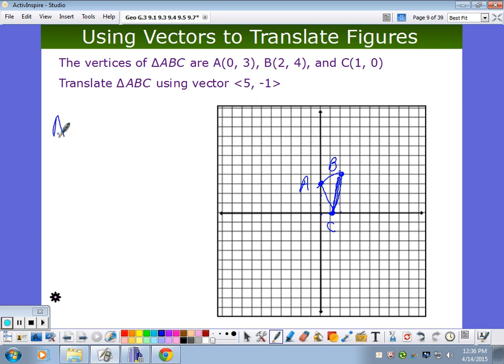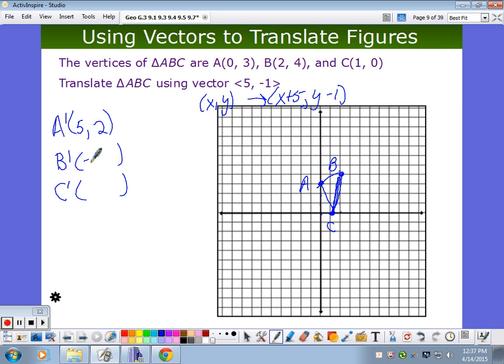So now I need to find my image points. The way it works, this vector says 5 right, 1 down. It's the same thing as if you had a rule that looked like this. Just a whole lot easier to write. I don't have to write all this. It means the same thing. It means add 5 to the x, subtract 1 from the y. So I can create all my points here by adding 5 to 0, and then 3 minus 1. This one, add 5. Now negative 1, add 5, subtract 1.